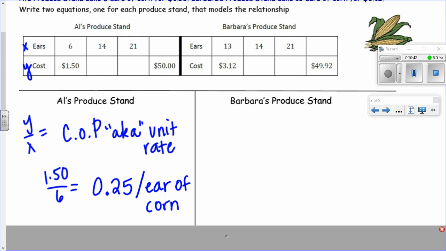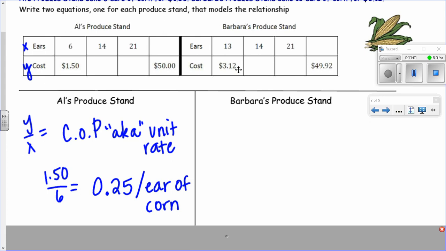Okay, pause the video, fill in the rest of Al's produce stand. Pause it. Don't just wait for me to do this. You try this now. So do 14 times 25 cents, and then 21 times 25 cents. But then here you're going to have to do it backwards. So go ahead, pause it, figure out the cost of each of these, and then how many ears you can get for $50.